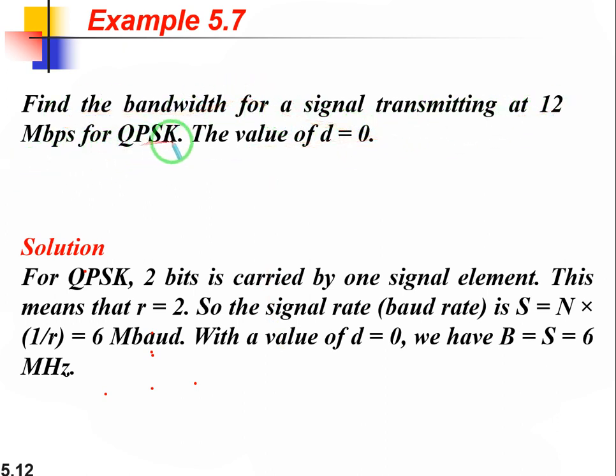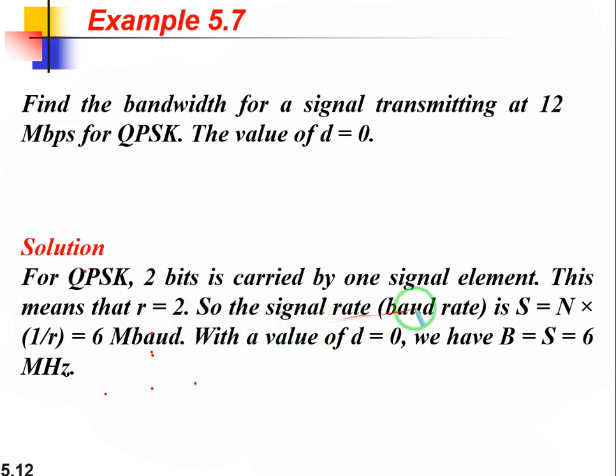Coming to example 5.7: find the bandwidth for a signal transmitting at 12 Mbps for a QPSK. The value of d is 0. QPSK means 2 bits are carried by one signal element. So one thing to keep in mind: QPSK always means you have 2 bits. You can have more than 2, but keep in mind we just use 2 bits. So this means that r is equal to 2 bits per signal element, so your r will be 2.